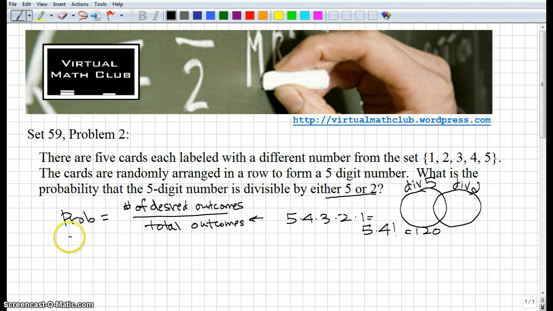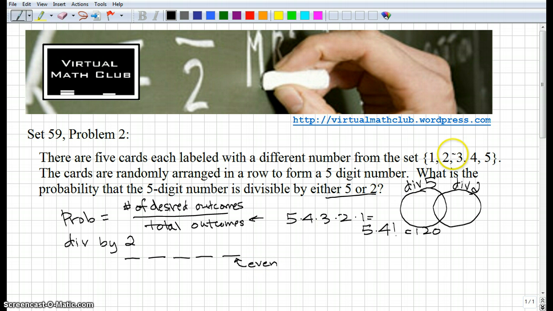Alright, so let's look at our desired outcomes. Let's look at, first of all, what does a number look like if it's divisible by 2? So we're going to divide it into cases. Let's look at the numbers divisible by 2, numbers divisible by 5, and then we'll look at the numbers that are divisible by both, to make sure we haven't double counted anything. Alright, so we have 5 digits in this number, and the thing that's going to determine whether it's divisible by 2 is this last number.